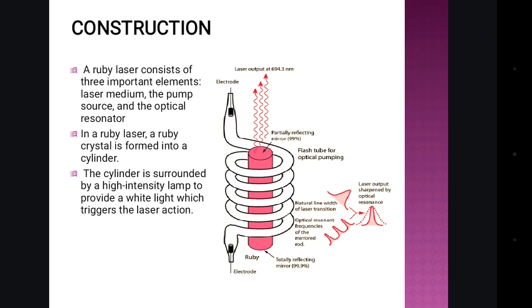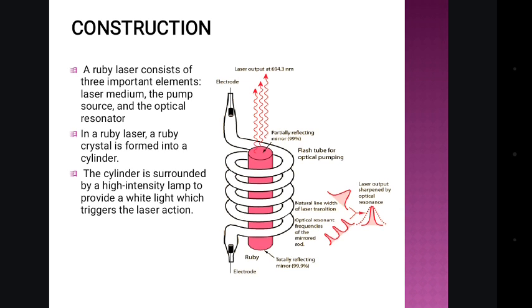Construction. A ruby laser consists of three important elements, that is the laser medium, the pump source and the optical resonator. Now what are they? The laser medium. In a ruby laser, a single crystal of ruby in the form of a cylinder acts as a laser medium or active medium. The pump source. The pump source is the element of a ruby laser system that provides energy to the laser medium.